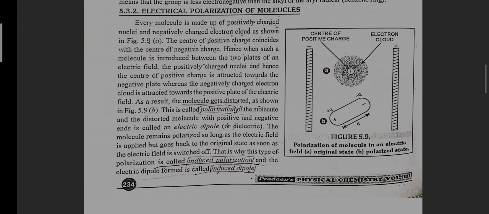As a result, the molecule gets distorted. This is called polarization of the molecule, and the distorted molecule with positive and negative ends is called an electric dipole. The molecule remains polarized so long as the electric field is applied, but goes back to the original state as soon as the electric field is switched off. That is why this type of polarization is called induced polarization, and the electric dipole formed is called induced dipole.